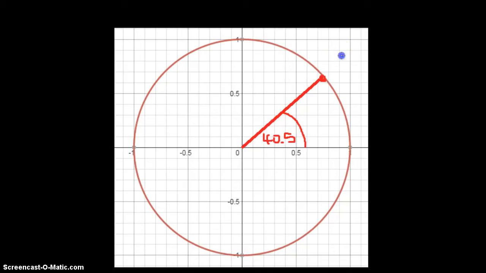Okay. Since this is a point, it's going to have some coordinate, and by now we should all be very familiar with finding the coordinate, right? So the x coordinate will be cosine of the angle, and the y coordinate will be the sine of the angle. Right?